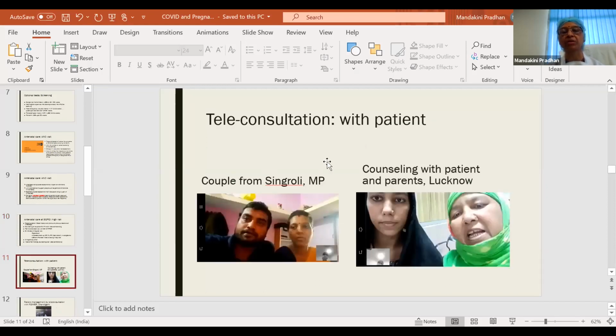This is a couple who contacted us from Singrauli, MP, without any registration with us. This is a new patient. So we had a discussion with the couple and with the consulting obstetrician. She has got deep venous thrombosis of one of the legs. In fact, she sent photos of her leg also. This is one of the cases where the mother of the pregnant patient was counseled over WhatsApp calling. So we can manage it. Initially it was difficult, and gradually we are catching up with it.